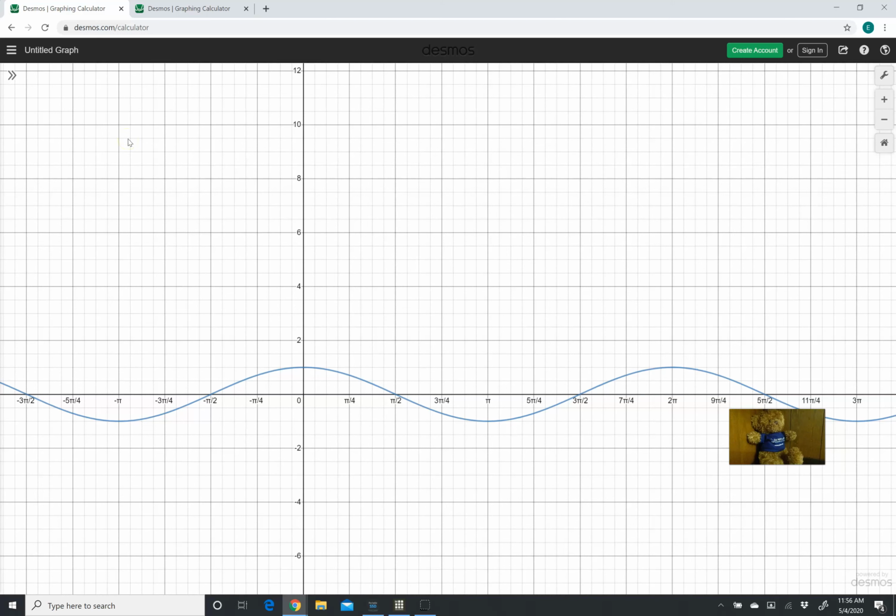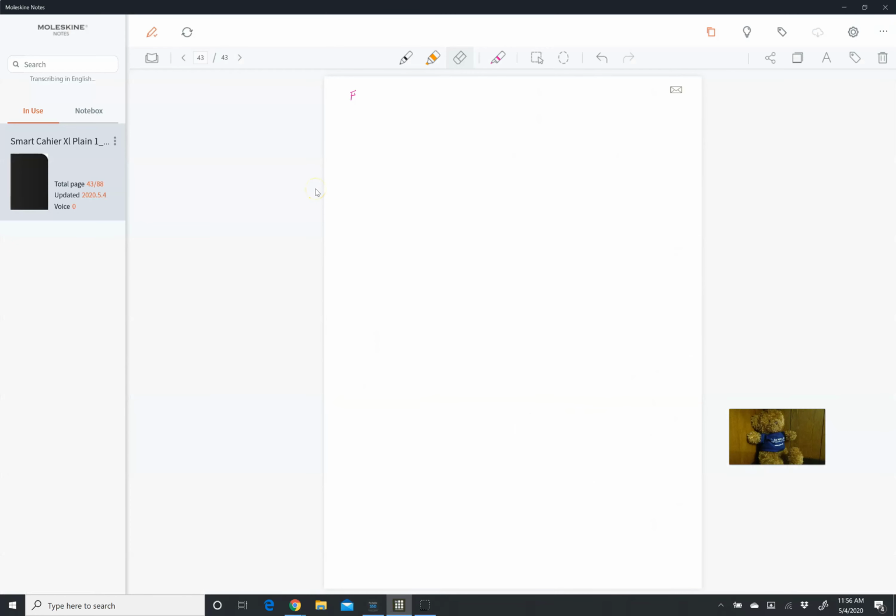Now, this is for the graphs of the trigonometric functions and their reciprocals. What about the graphs of the inverses? Okay, so for the inverse functions, for inverses, the x and the y switch.